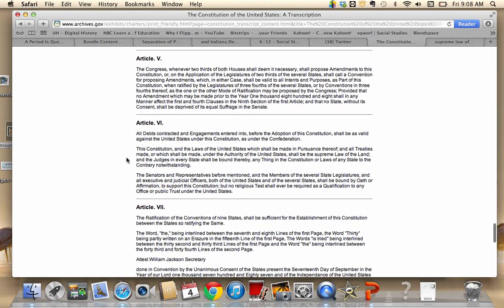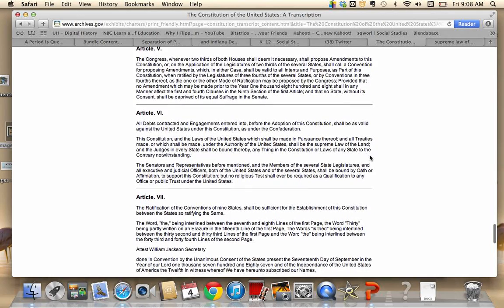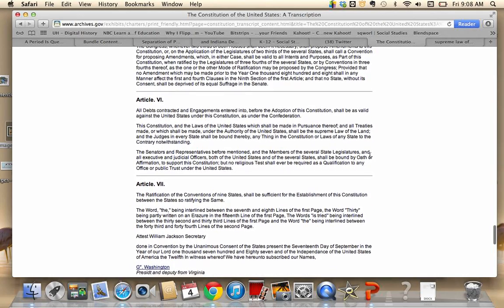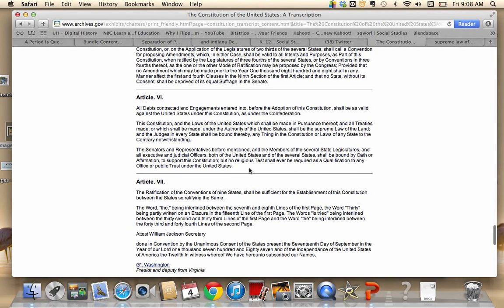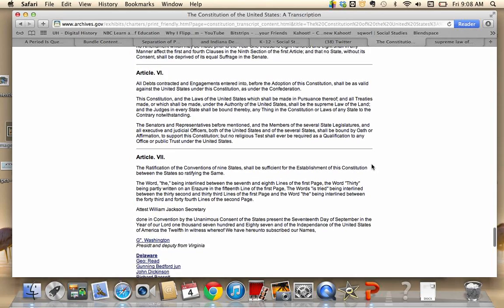Article 6, the Constitution and the laws of the United States which shall be made in pursuance shall be the supreme law of the land. So this is where we get that. And the other really important thing from Article 6 of the Constitution, no religious test shall be required as a qualification to any office or public trust under the United States. So it doesn't matter what a person's religion is, and that wasn't always the case. You can run for office.